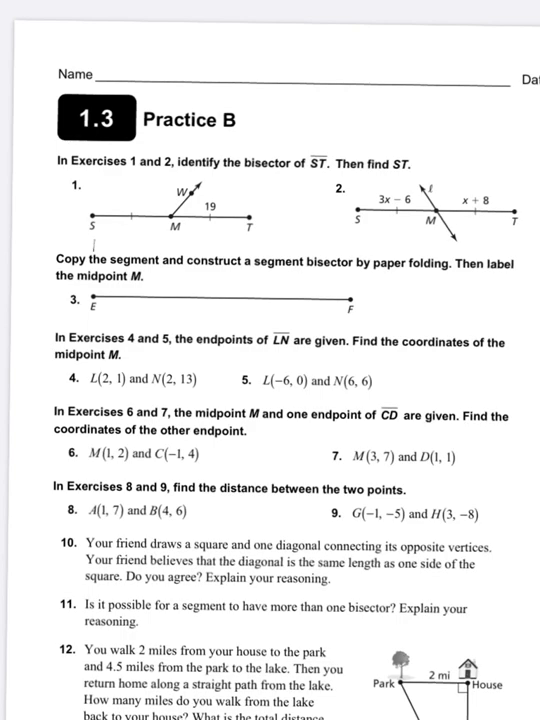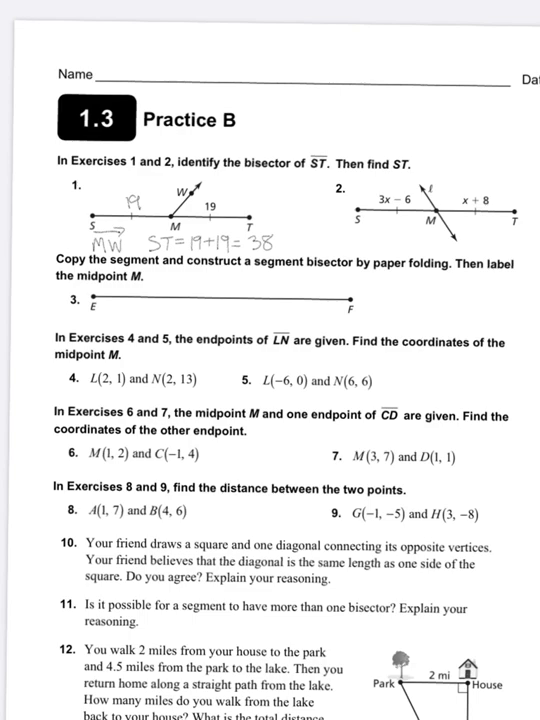So MW, we write the ray like this with a line and an arrow over W, because W is at the arrow. And since it is a bisector, both sides have to be equal. So since this is 19, the other side must be 19 also. So ST must equal 19 plus 19, which is then 38.